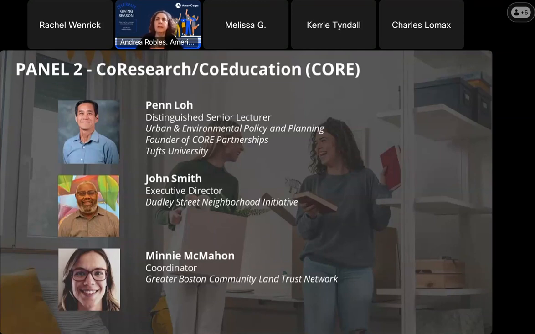Next, we have Minnie McMahon, the Greater Boston Community Land Trust Network Coordinator, hosted by the Dudley Street Neighborhood Initiative, which is also DSNI.